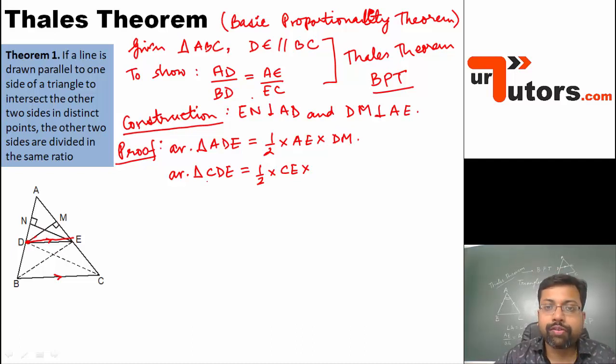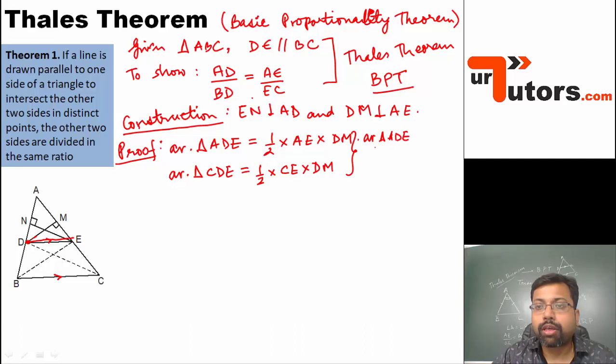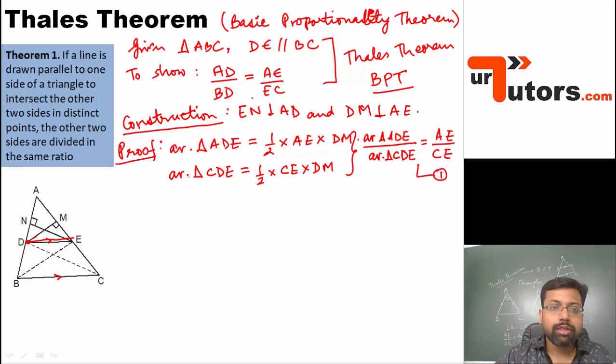Okay, so you have half into CE into DM. All right, now when you divide these two, what do you get? When you divide these two, you get area of triangle ADE by area of triangle CDE is equal to DM and DM would cancel out, half and half would cancel out, and you will have AE by CE. So this is the first equation that we get from here.